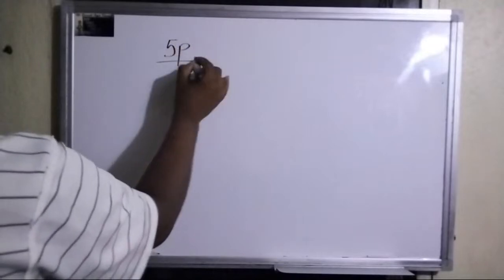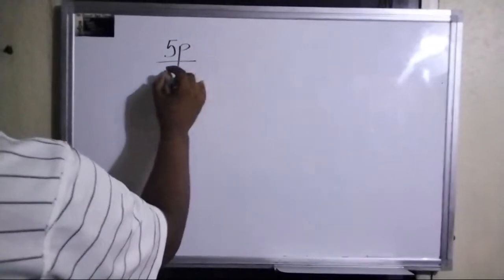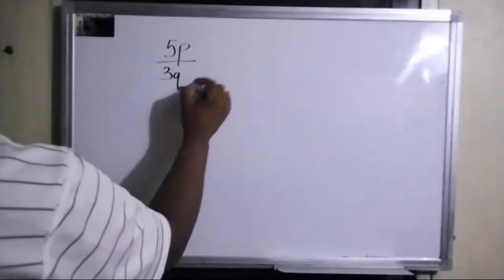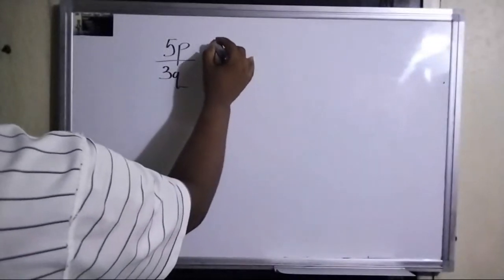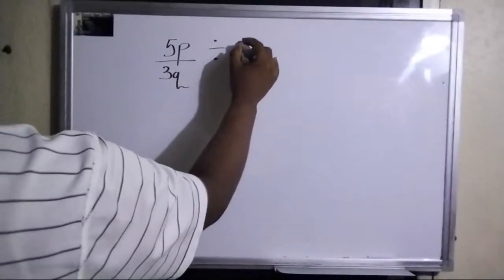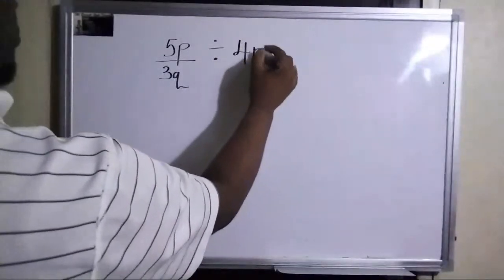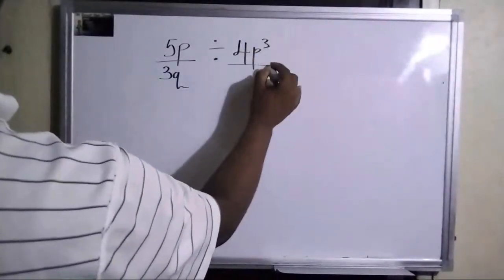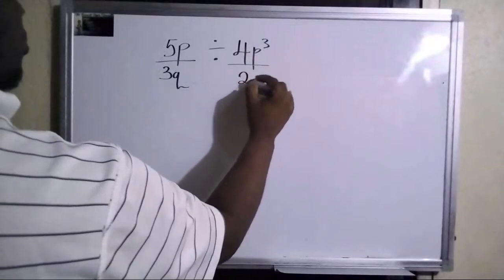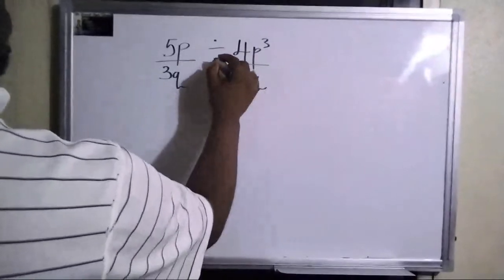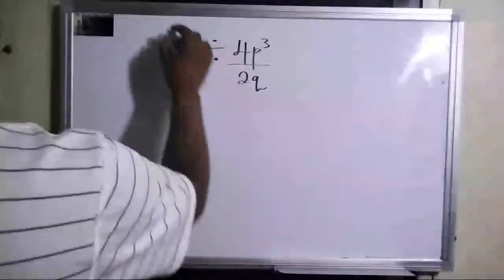Alright, this one's 5p divided by 3q, divided by 4p cubed over 2q. Who wants to take on this one? Simplify.